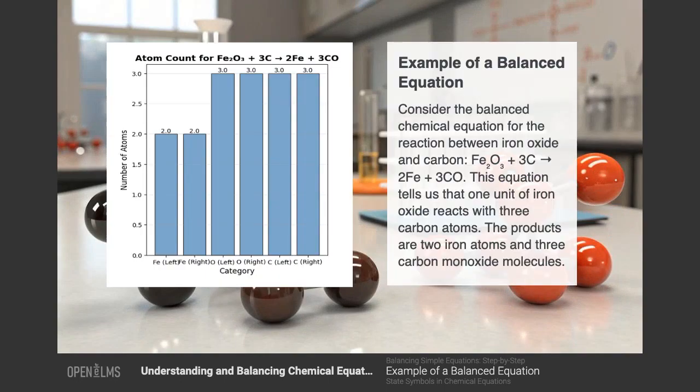Example of a balanced equation. Consider the balanced chemical equation for the reaction between iron oxide and carbon, Fe2O3 plus 3C yields 2Fe plus 3CO. This equation tells us that 1 unit of iron oxide reacts with 3 carbon atoms. The products are 2 iron atoms and 3 carbon monoxide molecules.